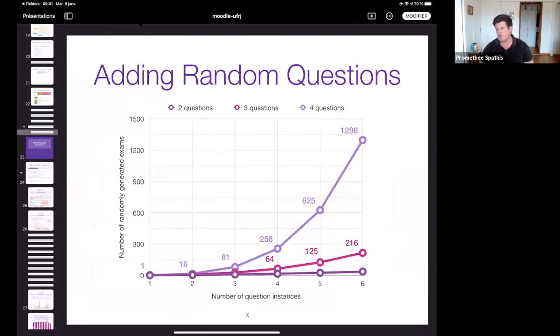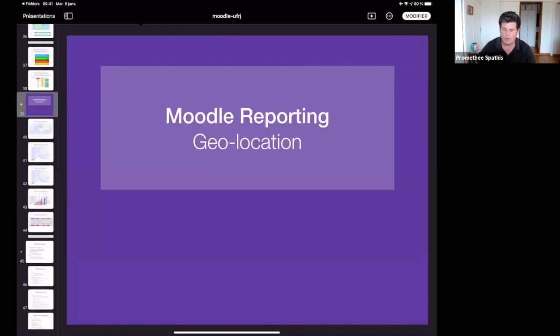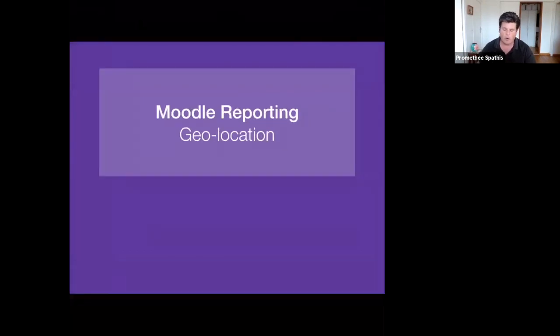What I'm showing here is that if you have 3 questions, and for each question you have 6 versions, randomization will give you access to 256 different exams. So we have the same type of question but different data, and we submitted this to Moodle, and we can do random stuff. That's a very good question. Thank you, Baya.